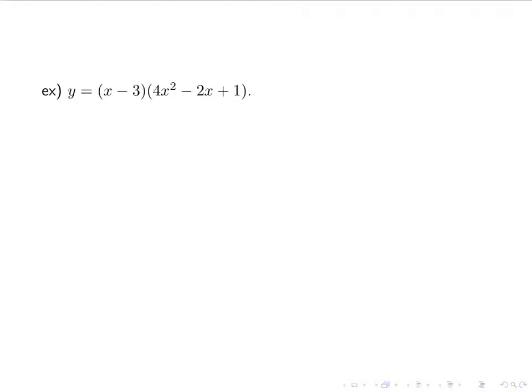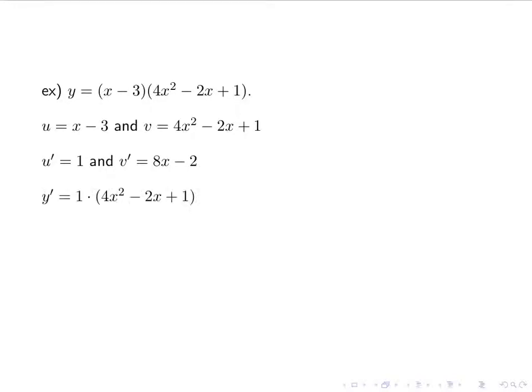So let's do another one. Y equals x minus 3 times 4x squared minus 2x plus 1. So again, I'm going to let u be the first factor, x minus 3, and v be the second factor. We differentiate. U prime is 1, v prime is 8x minus 2. And then we start plugging it into the formula.